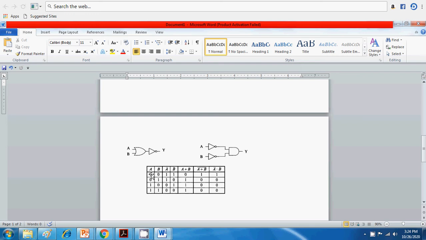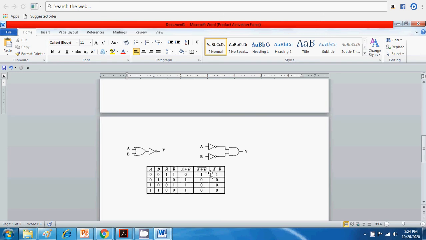0 is converted to 1 and 1 is converted to 0. Then b bar means inversion of this. Now a plus b, so it will give you 0 plus 0 is 0, 0 plus 1 is 1, that is OR operation. 1 or 0 is 1 and 1 or 1 is 1.